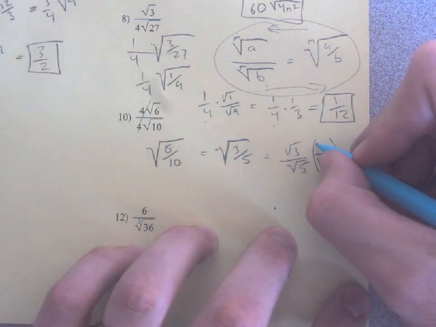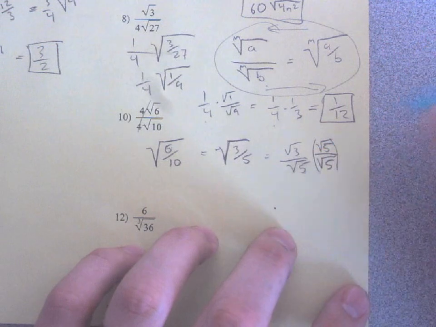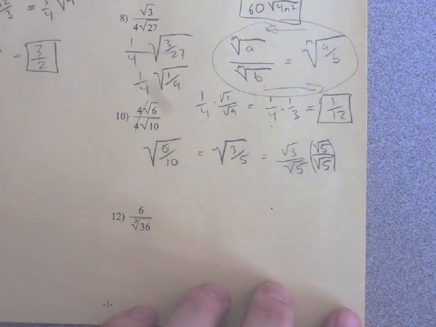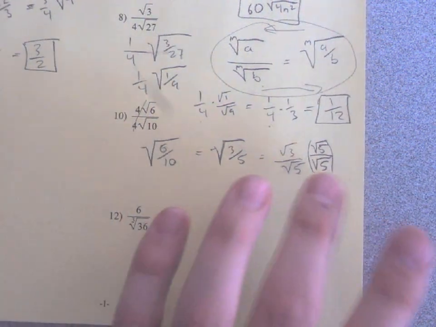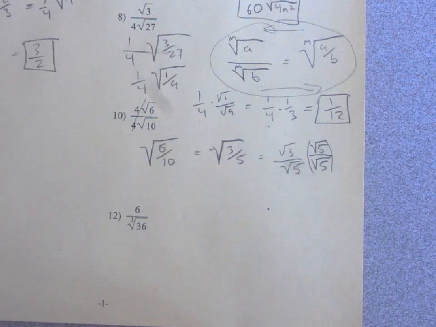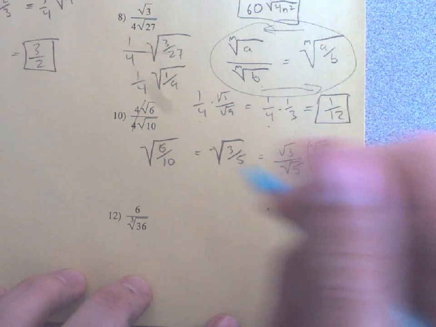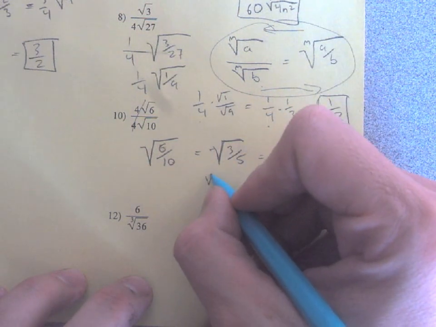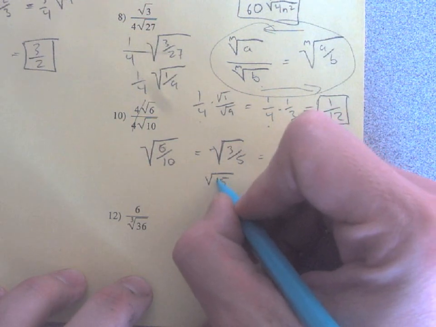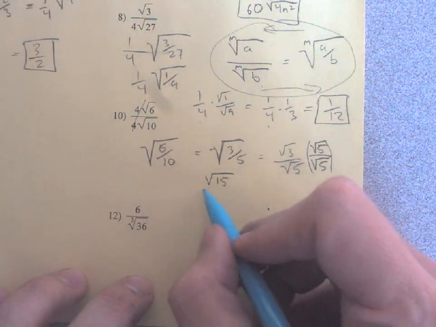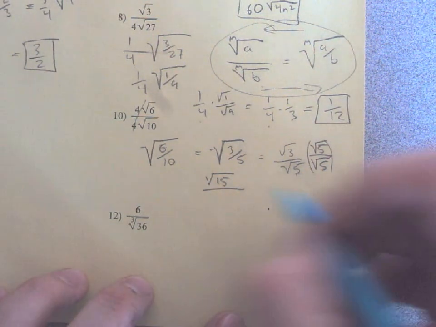But if I do that on the bottom, I also have to do that on the top. Okay, we got to keep this as a form of 1 here. Otherwise, we're changing the value of the fraction. So on top, we have the square root of 3 times the square root of 5. And that is going to be the square root of 15 using the product property. Okay, on the bottom, we have a square root of 5 times the square root of 5.